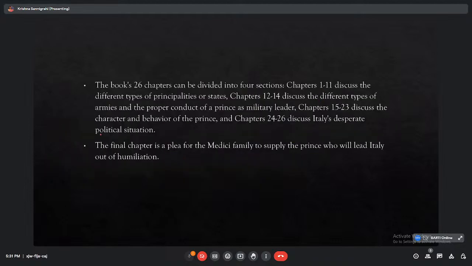The book's 26 chapters can be divided into four sections. What are they? Chapters 1 to 11 discuss the different types of principalities or states. Chapters 12 to 14 discuss the different types of armies and the proper conduct of a prince as military leader. Chapters 15 to 23 discuss the character and behavior of the prince, and chapters 24 to 26 discuss Italy's desperate political situation.